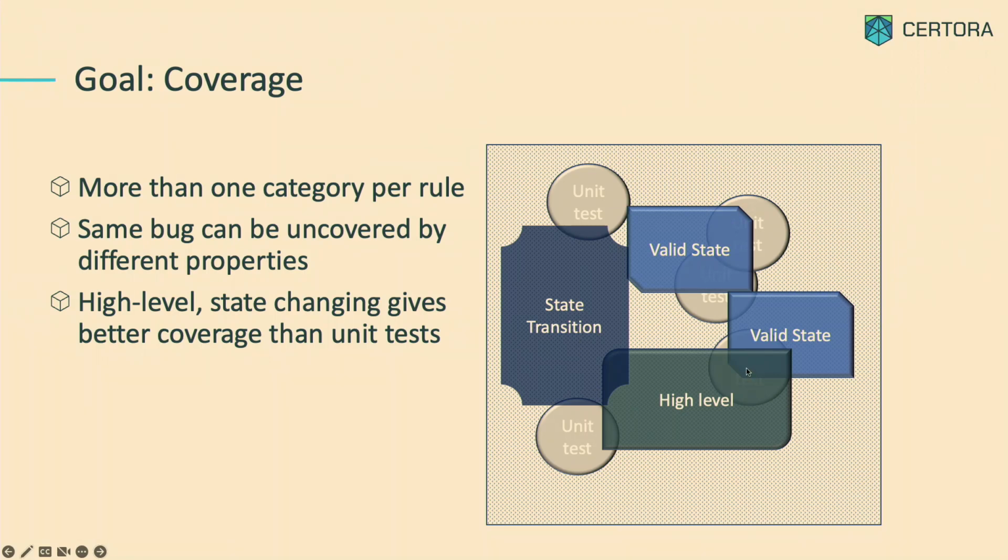So I do say that the high level and the valid state have much better coverage than unit test, but as I explained here in the graph, some things can actually only be checked with a unit test rule, okay? So it's not one instead of the other. And it's a little bit of a task just even thinking about the properties and designing them.